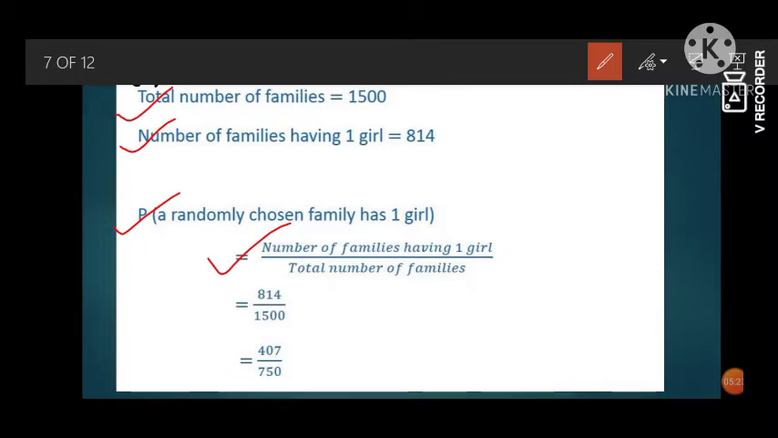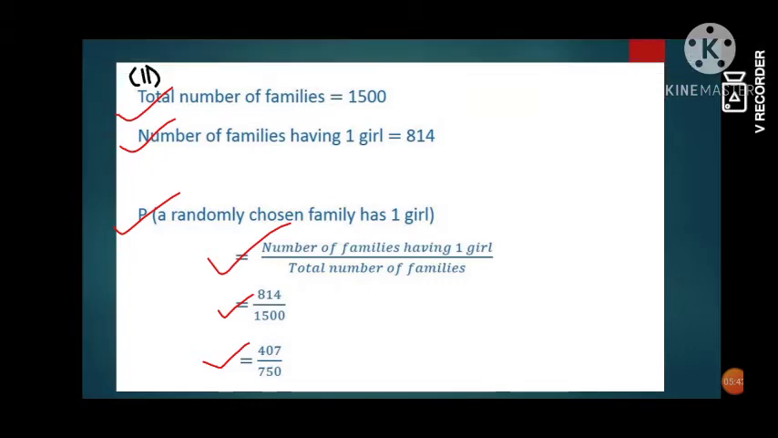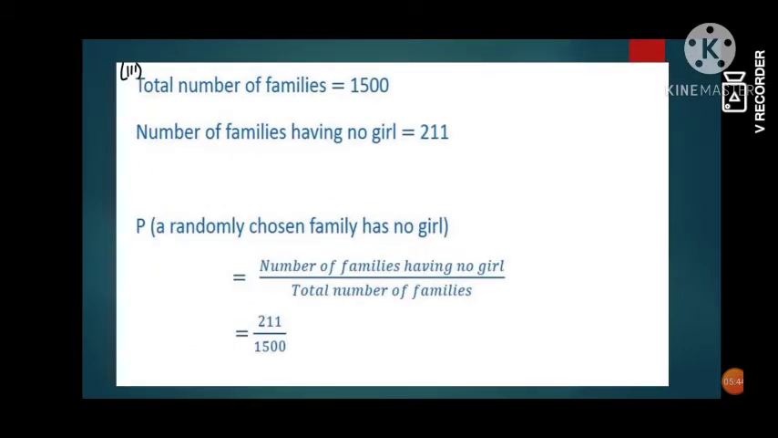Number of families having one girl is 814 and total number of families is 1500. So if we simplify, we will get 407 by 750. So this is our second subpart. Now the third subpart says that we have to find the probability of having no girl in a family.